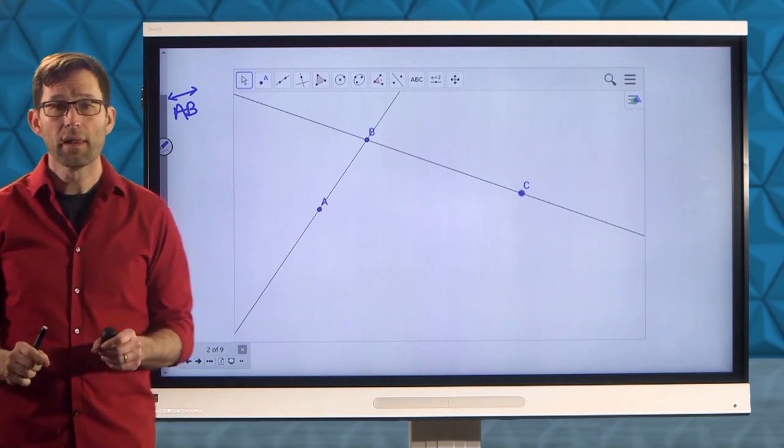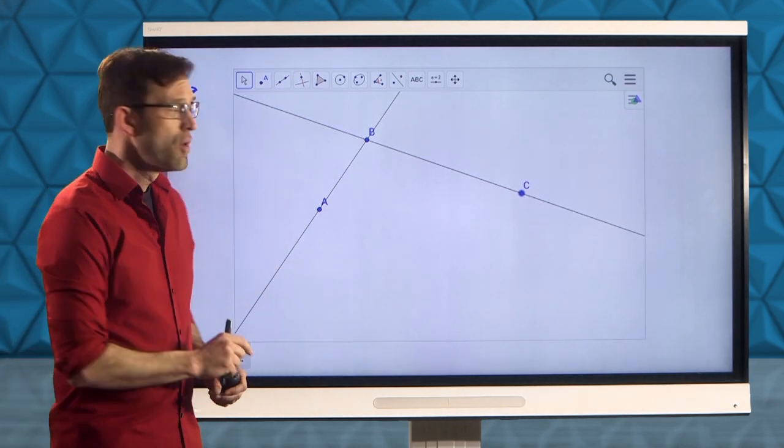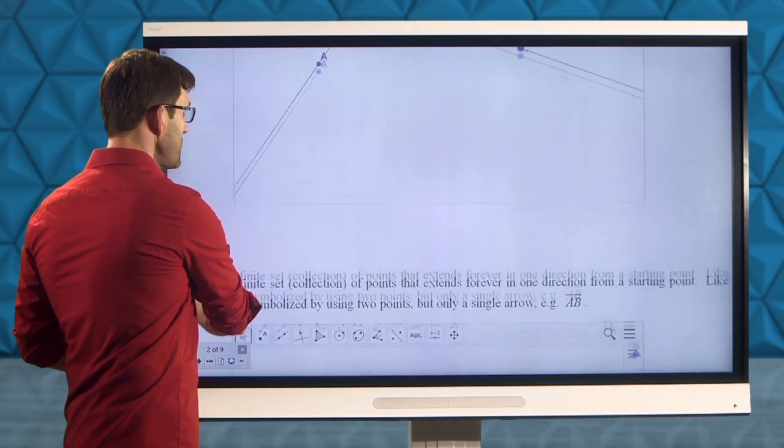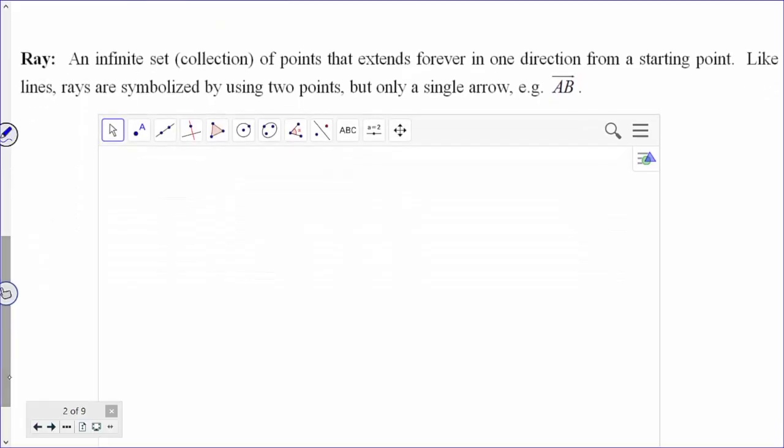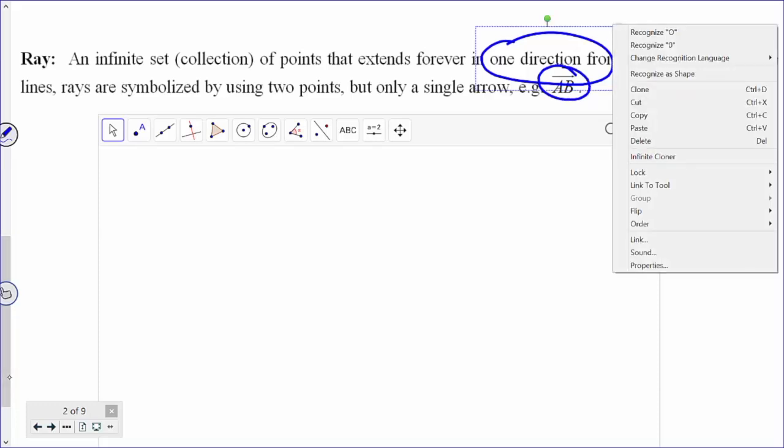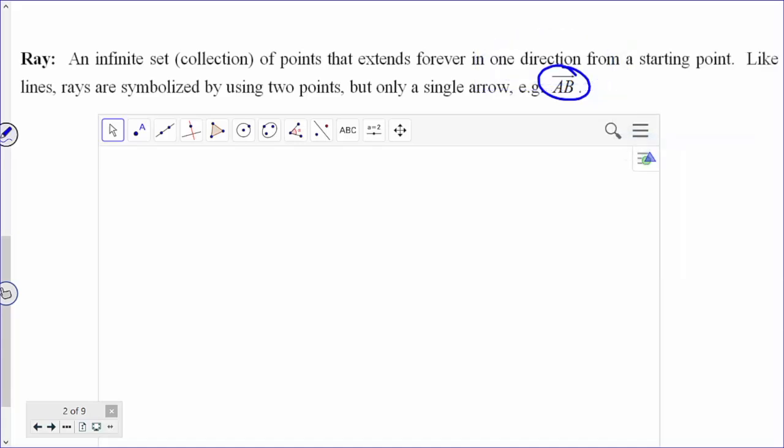On the other hand, let's talk about what a ray is. Rays are very, very similar to lines. A ray is an infinite set of points that extends forever in one direction, just one direction, from a starting point. Like lines, rays are symbolized by using 2 points, but only a single arrow. And we kind of obscured this a little bit here, but there's that point with the single letter. Let me get rid of this just for a second. All right, there it is.